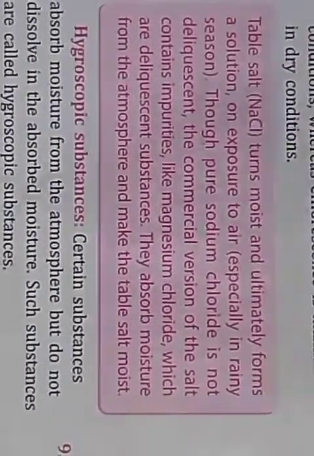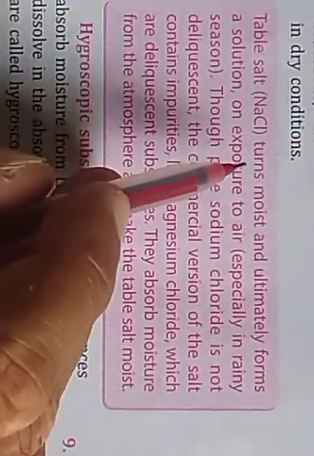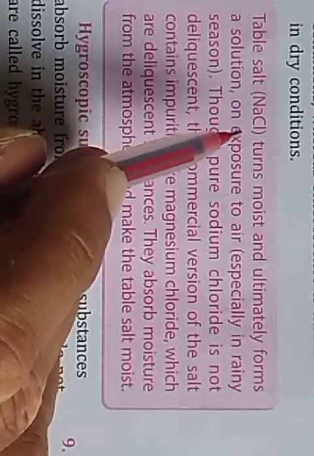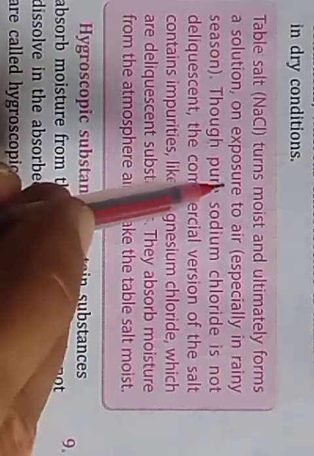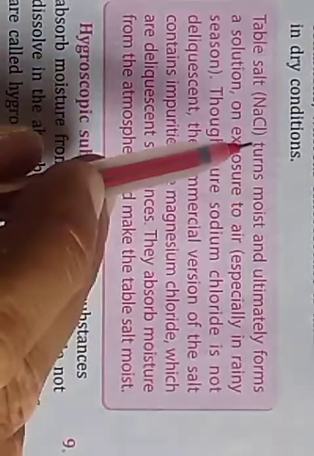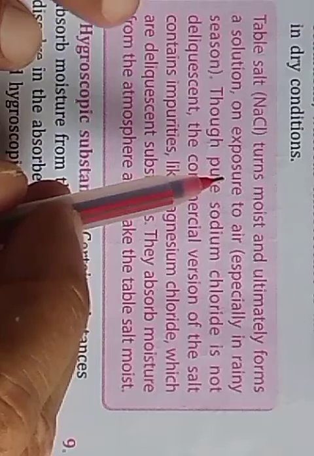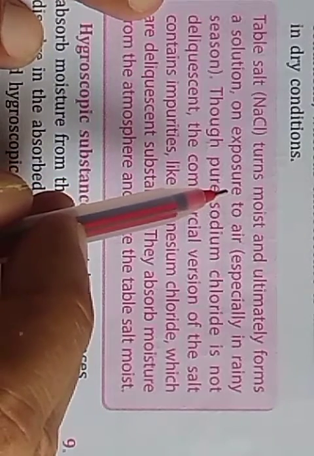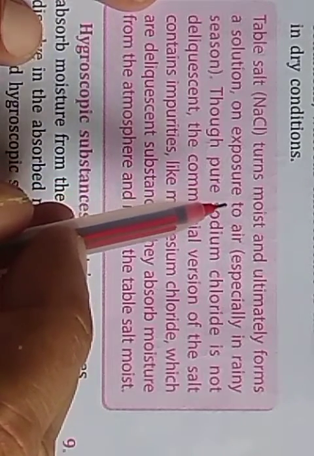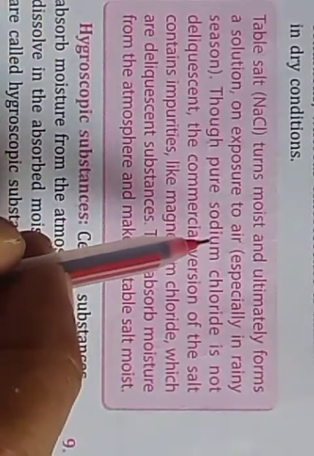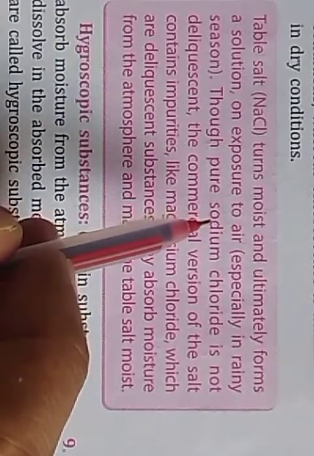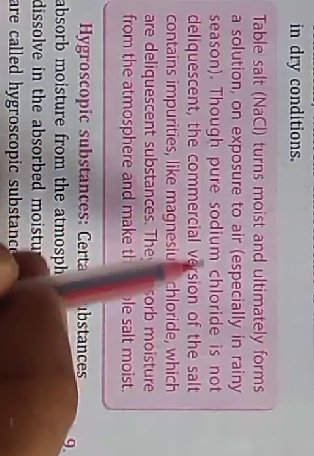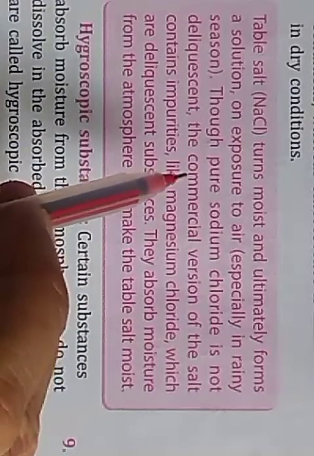Now, one point to be noted here is that table salt NaCl turns moist and ultimately forms a solution on exposure to air. When table salt is kept in a pot and exposed to the air, then it forms a solution. But pure sodium chloride is not deliquescent.